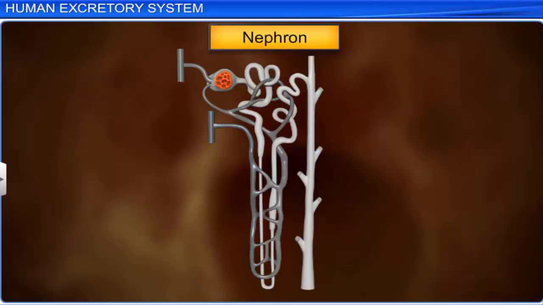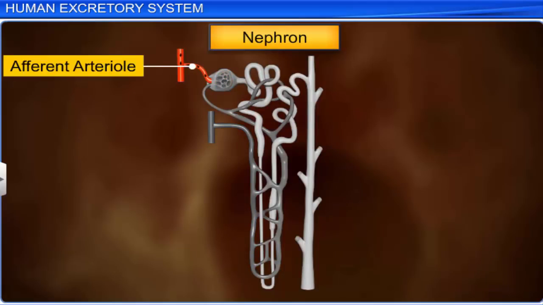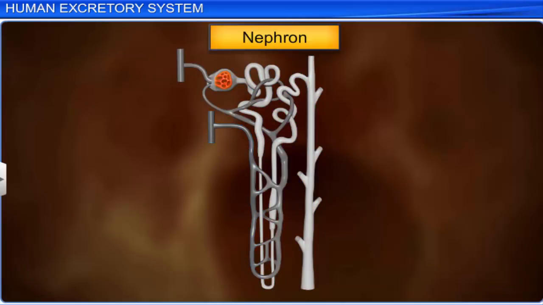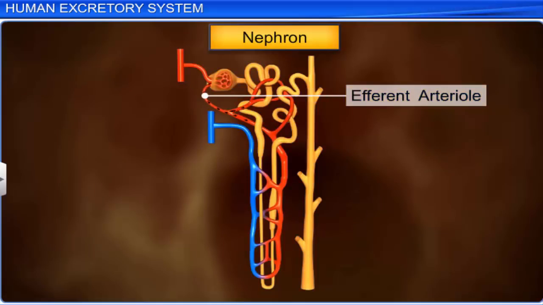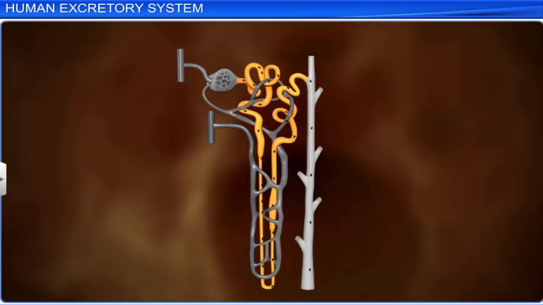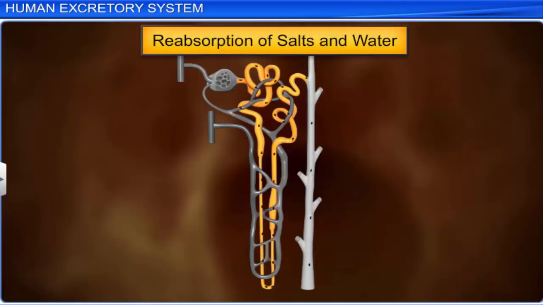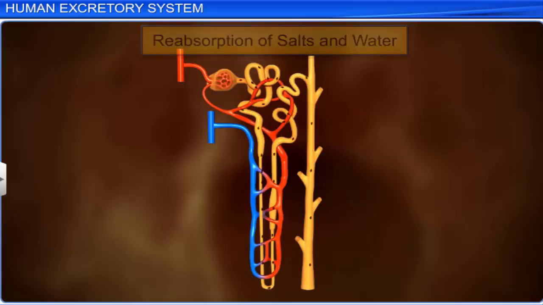The glomerulus is a ball-shaped network of capillaries formed by the afferent arteriole, which is a fine branch of the renal artery. It performs the first step in filtering blood. The filtered blood from the glomerulus exits through the efferent arteriole. The other part of the nephron, the renal tubule, helps in the reabsorption of salts and water as the urine passes through it, thereby concentrating the urine.